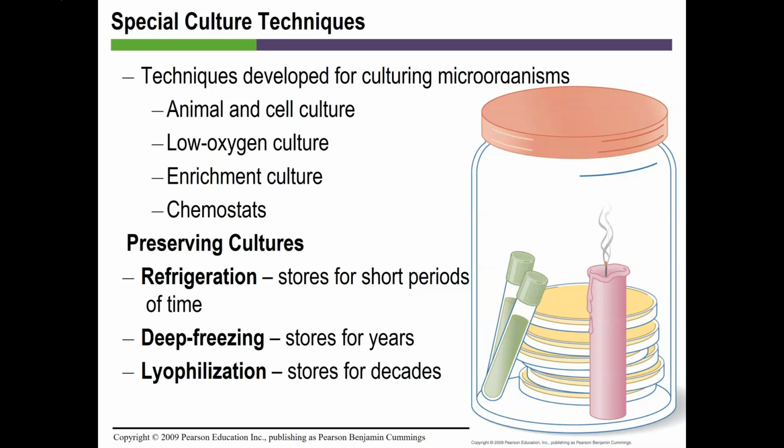There are other types of specialized culture conditions. For example, you can culture animal cells under specialized conditions. That's typically referred to as mammalian cell culture. That's a more advanced technique that we don't do in microbiology lab, but there is a course in our department called cell culture where you would be trained on how to do that particular type of culturing.